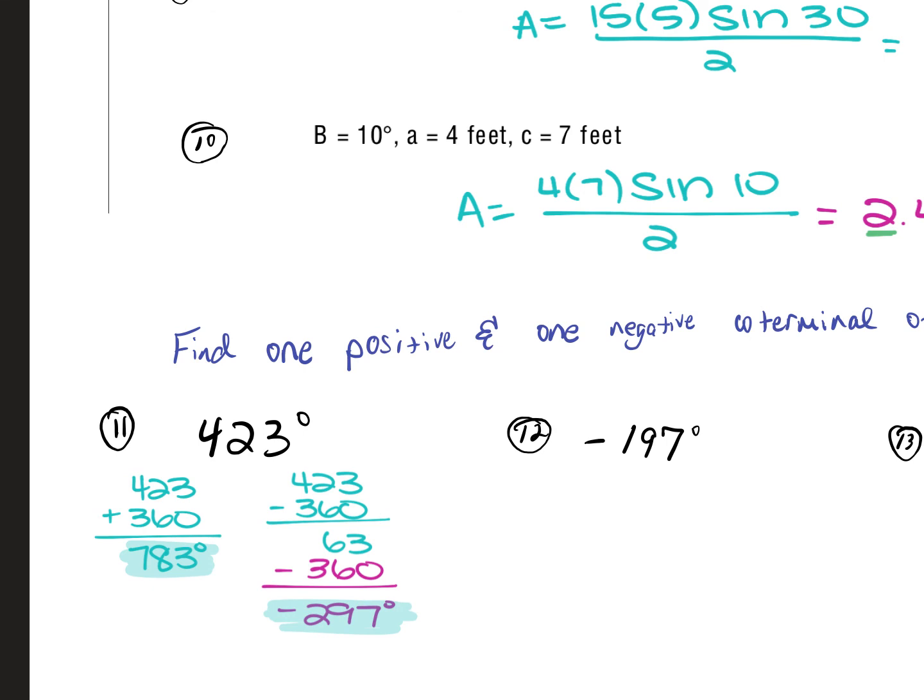For number 12, you have negative 197 degrees. So you're going to take that negative 197 and you're going to add 360 to it. The negative 197 plus 360 gives us 163 degrees. So that one's a positive number. That's your positive coterminal angle. Next, you are going to take the negative 197 and subtract 360 from it. So negative 197 minus 360 gives us negative 557 degrees.